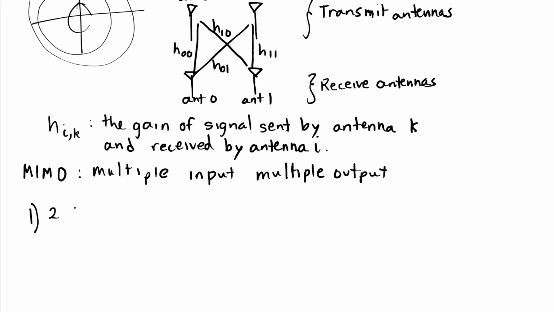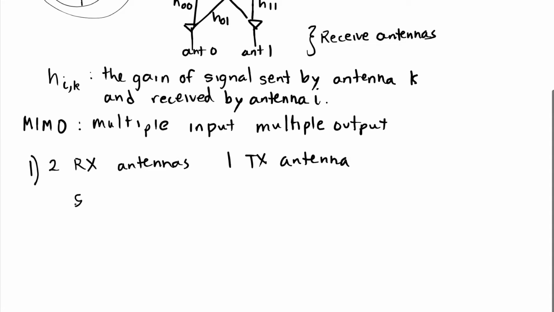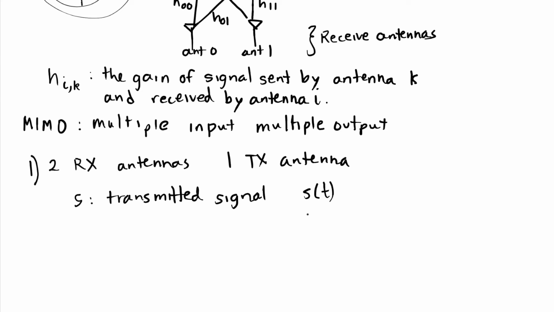Let's start with the case where I have two receive antennas and one transmit antenna. My transmit antenna is going to send S. Usually we've called this S of t, and we talk about how S of t is a sum of time-delayed, amplitude-modulated pulse shapes. And in this case, just to keep things simple and to keep ourselves aligned with the literature that you're reading, we're going to remove the t, and we're just going to talk about S.